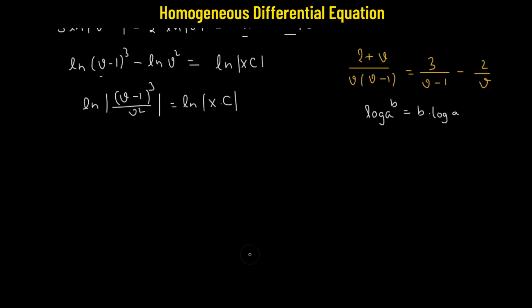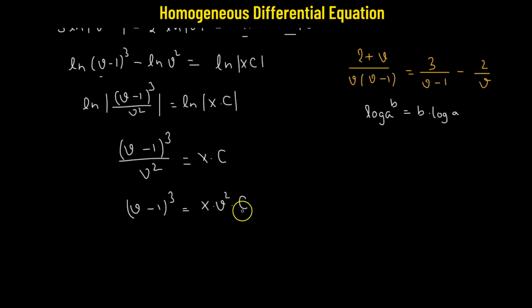Now we can get rid of the logarithm from both sides to get (v minus 1) whole cubed divided by v squared equals x times c, or simply (v minus 1) whole cubed equals x times v squared times c. What is v? So v, we will replace it with y over x: (y over x minus 1) whole cubed equals x times y squared over x squared times c.